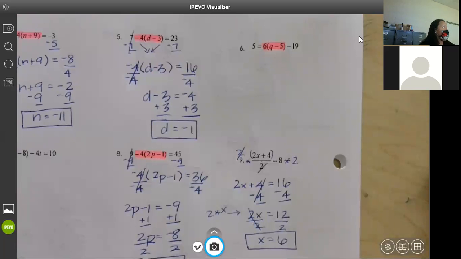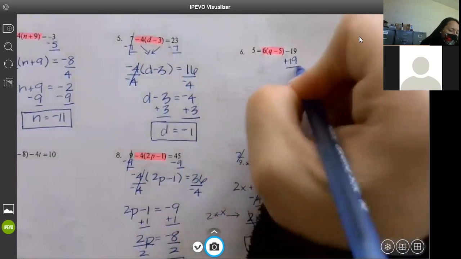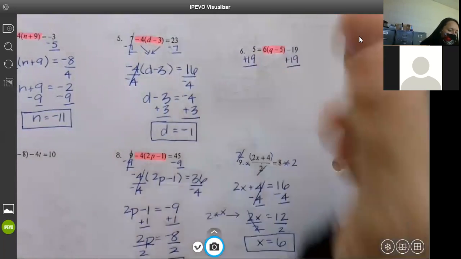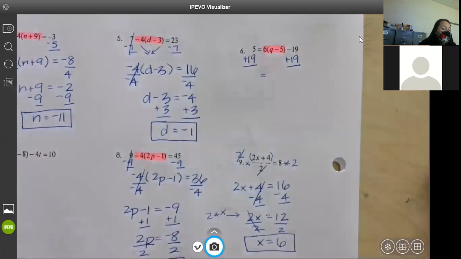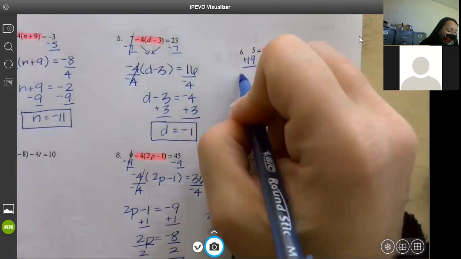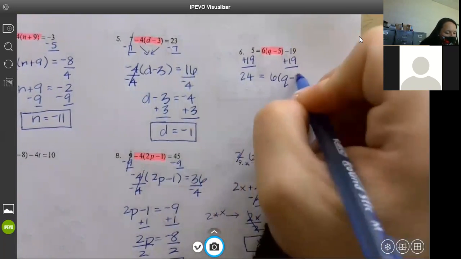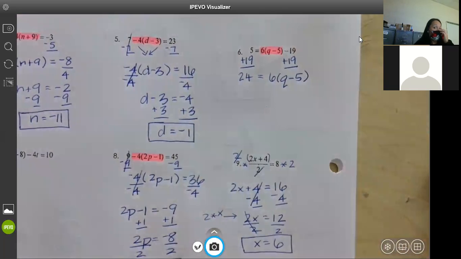What's on the same side that we need to get rid of? -19, so add it to get rid of it. Very good. 5 plus 19. What do we get? 24. Perfect. 6 and q minus 5.